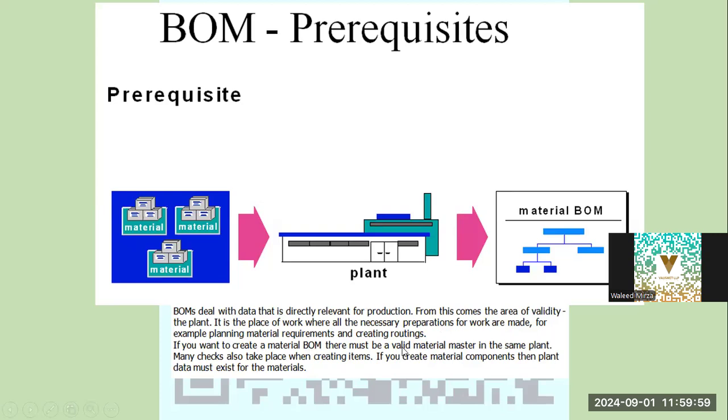In order to create a BOM, there must be a valid material master in the same plant. Many checks also take place when creating items. If you create material components, then plant data must exist for the materials. Okay. So that was it for today.